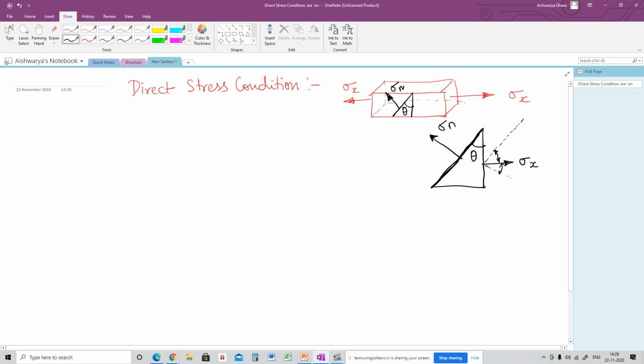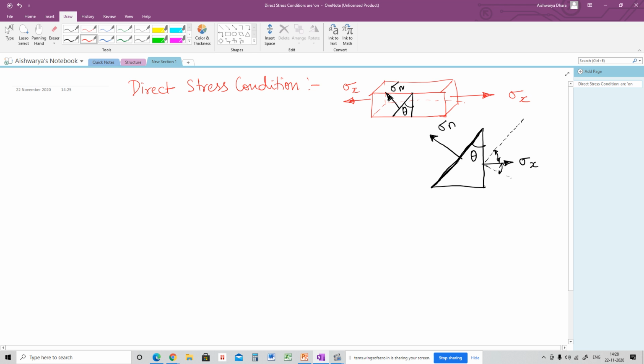You got my question? Now this is a plane, right? I am resolving this. I need to resolve this sigma x. Which one is theta? This one or this one? Which one will be the theta value? Upper one. How the upper one? Ma'am, lower one will be the theta.